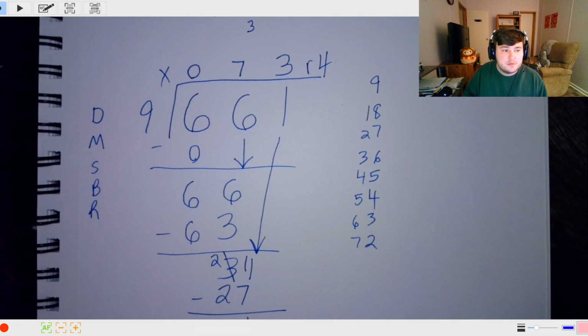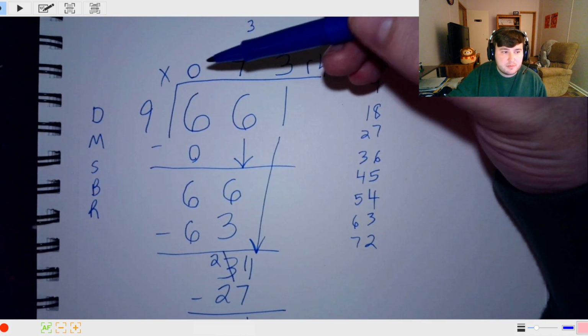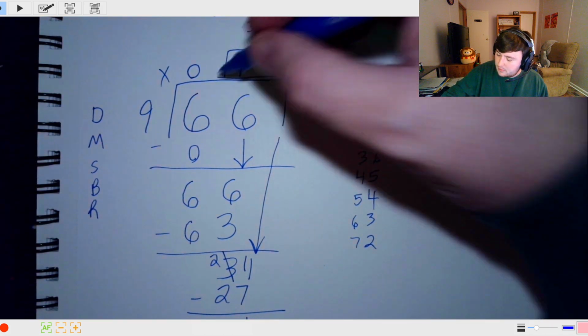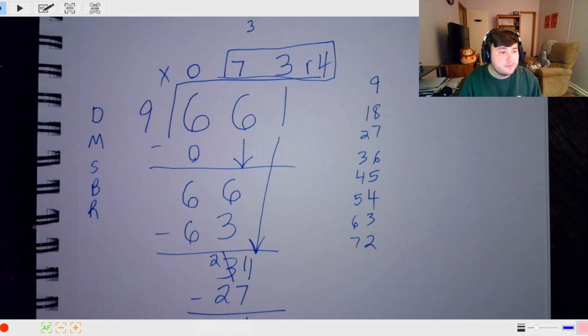And so that concludes that problem. Now that 0 is just a placeholder. The actual answer is just 73 remainder 4. So 661 divided by 9 equals 73 remainder 4.